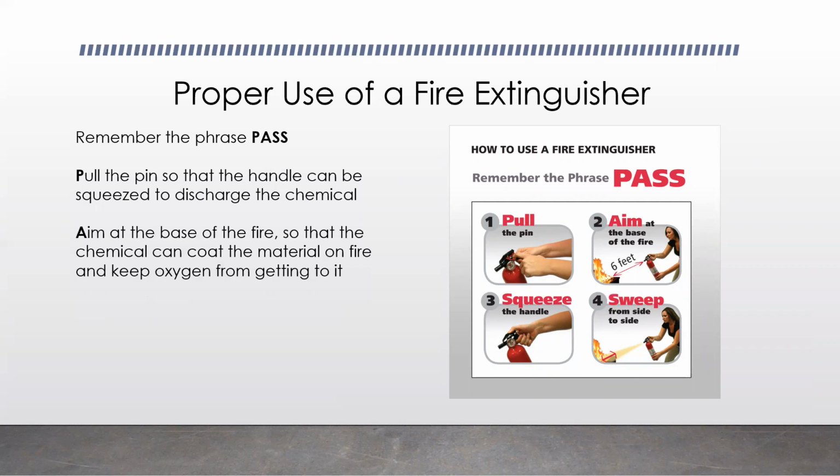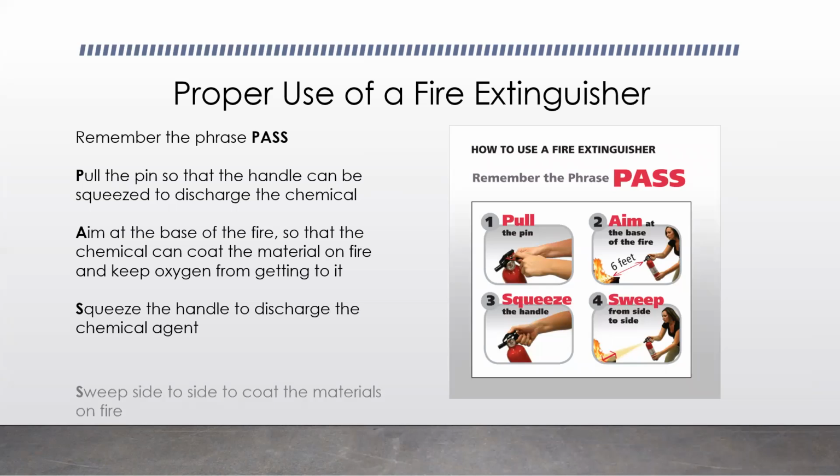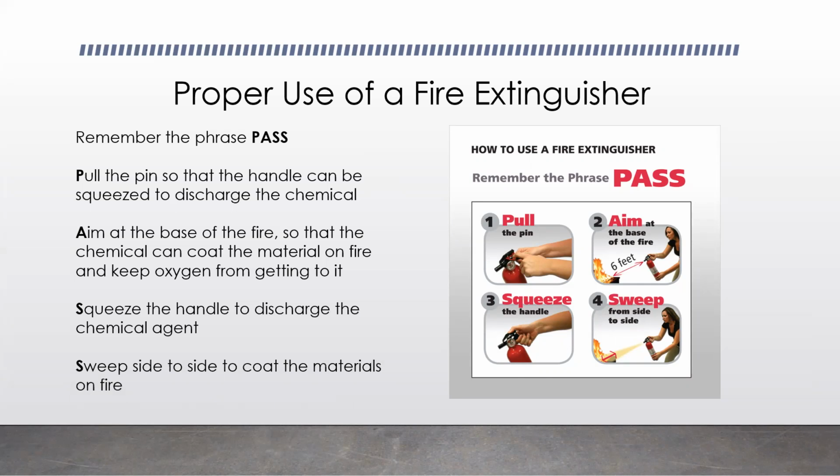A is for aim. Aim at the base of the fire so that the chemical can coat the material on fire and keep oxygen from getting to it. S is for squeeze. Squeeze the handle to discharge the chemical agent. S is for sweep. Sweep side to side to coat the materials that are on fire. Remember to watch the area. If the fire reignites, repeat steps 2 through 4.